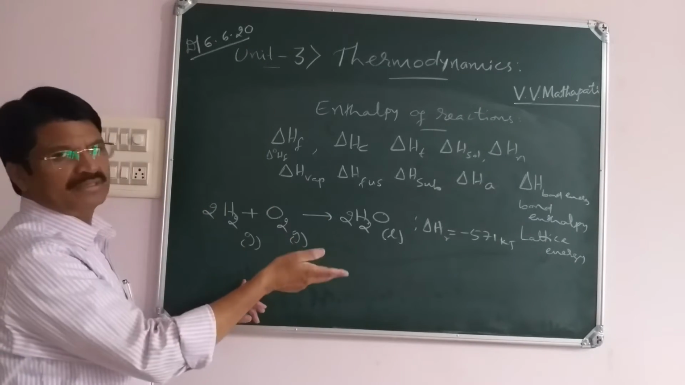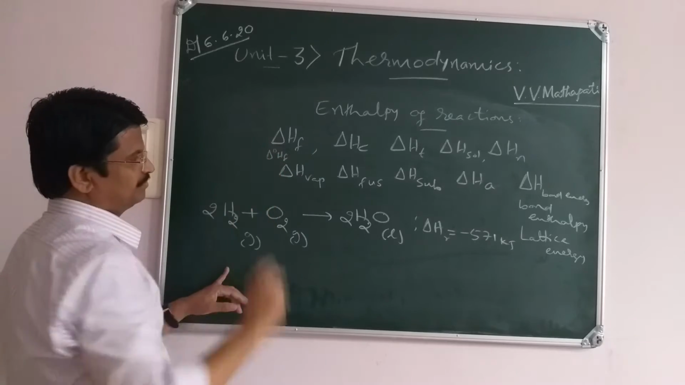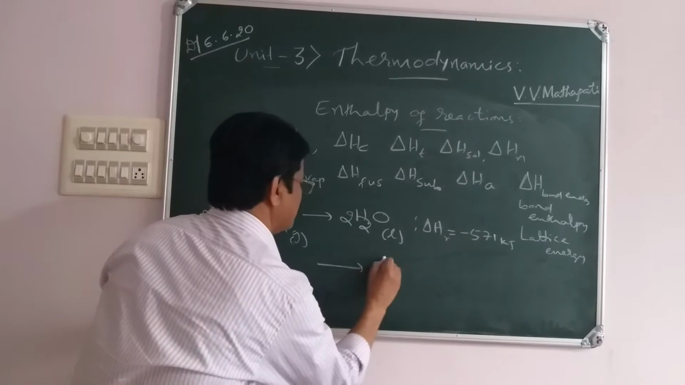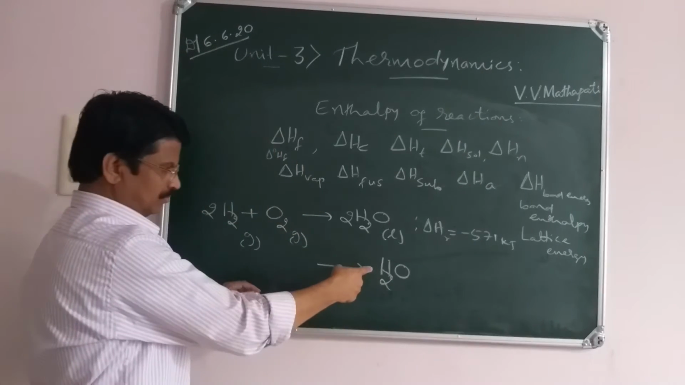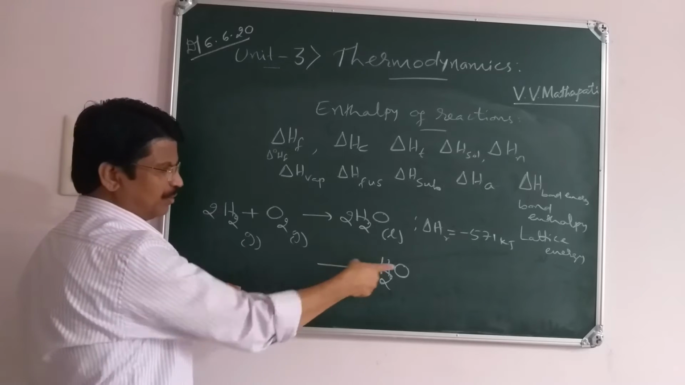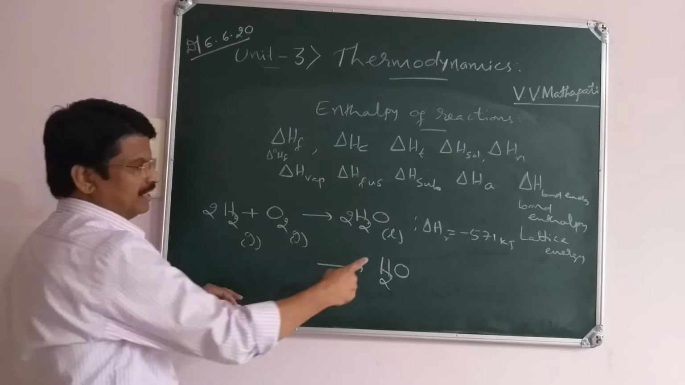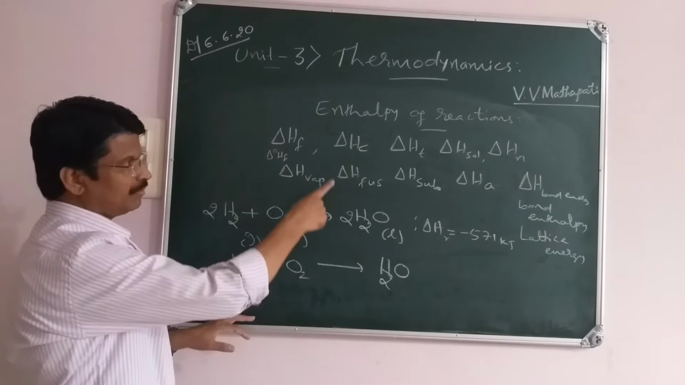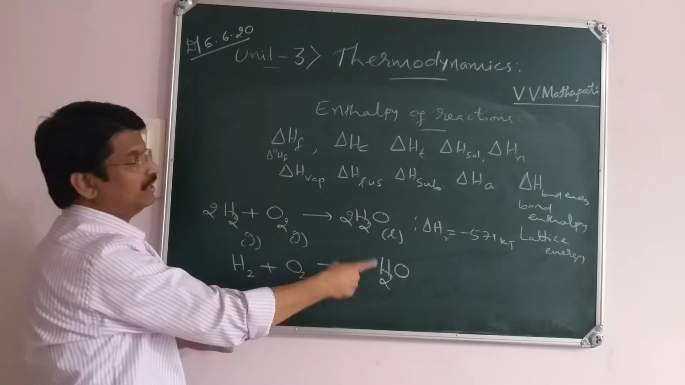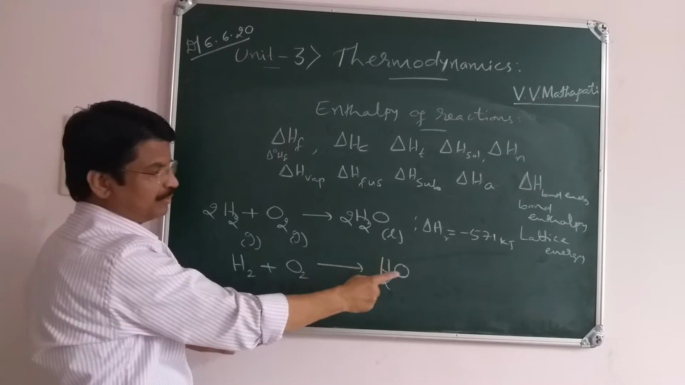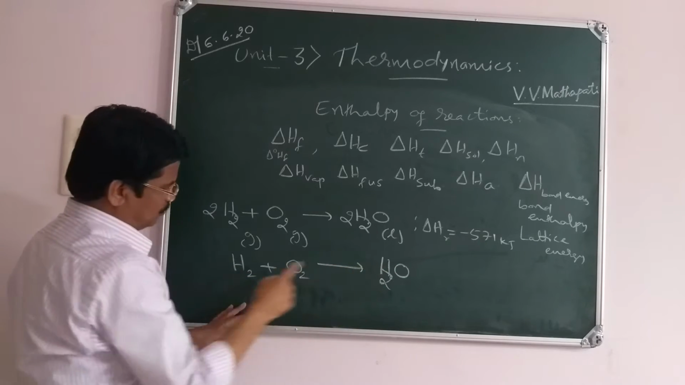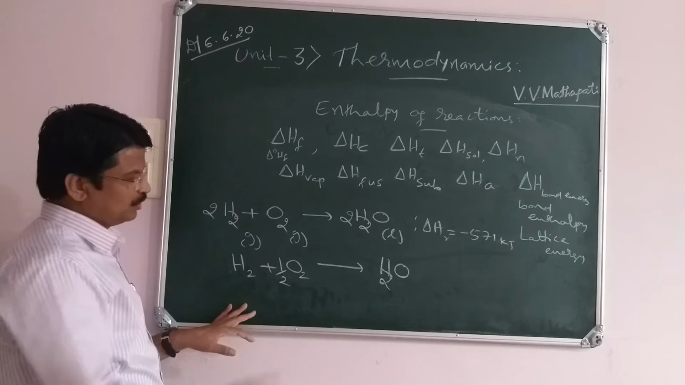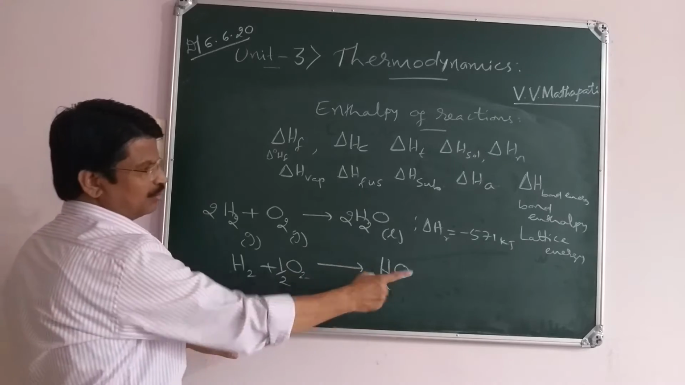Then among these types, we study enthalpy of formation. Here importance is given only to the product side: 1 mole of a compound is formed from its elements. The elements of H2O are H2 and O2. It should always be 1 mole. In enthalpy of formation, 1 mole of a compound is formed from its elements. Balance it: H2 and O2 on the left, and one O on the right, therefore make it 1/2 O2.